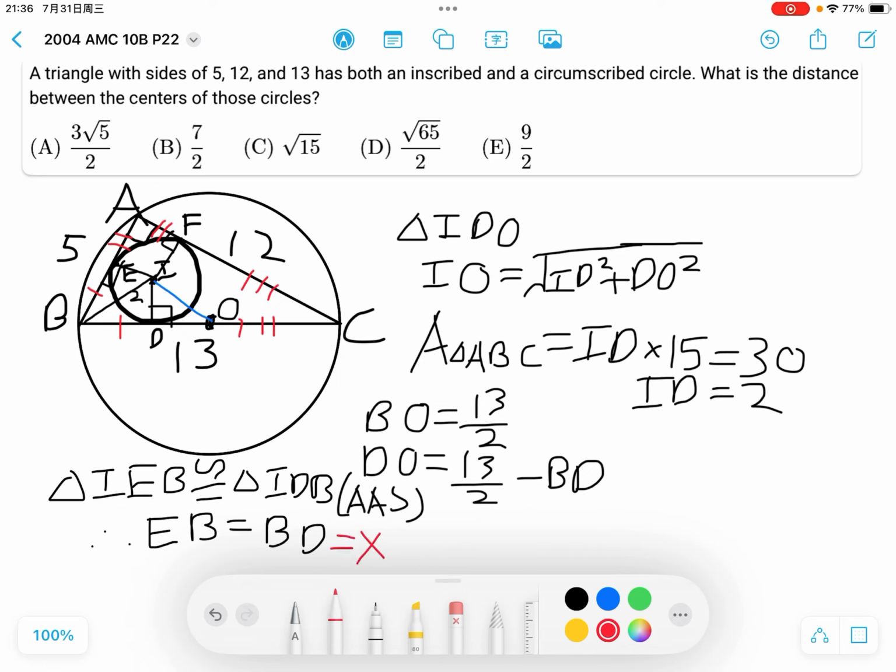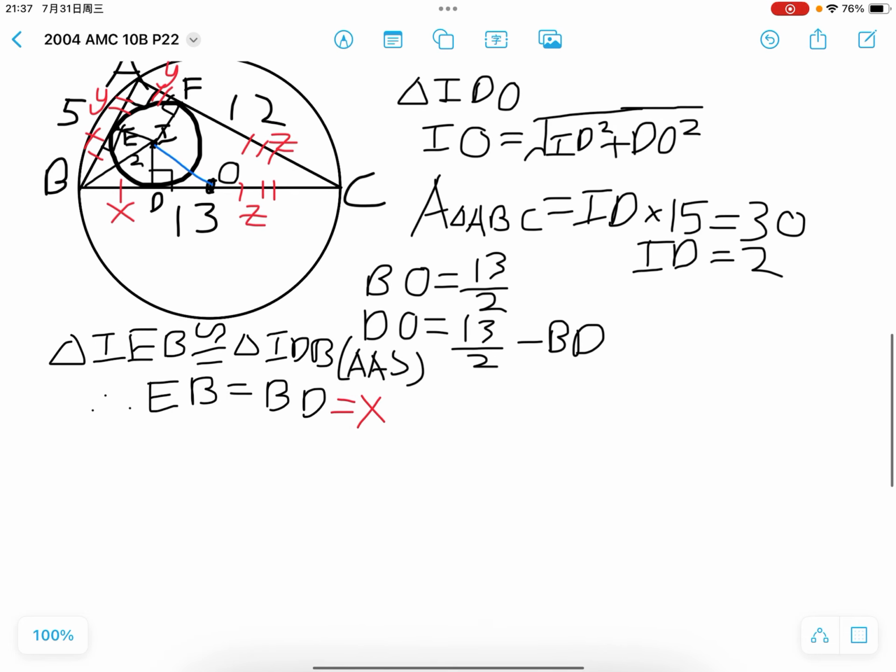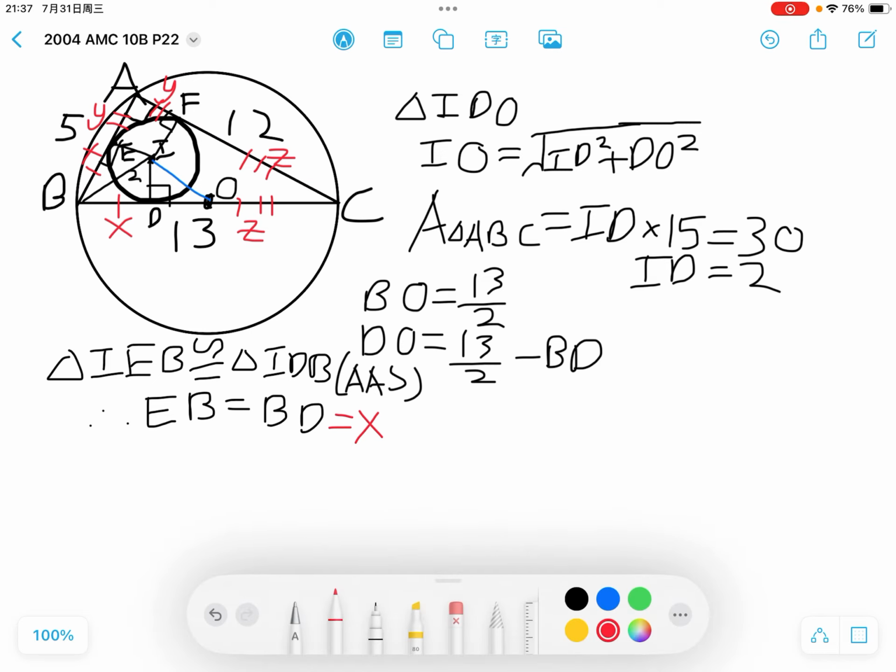So we have X. Now AE equals AF, which we call Y, and FC and DC are equal to Z. So we have X, Y, and Z, and we can list out 3 equations with 3 variables, which is great. X plus Y gives us AB, which is 5. X plus Z is equal to 13. And Y plus Z is equal to 12.